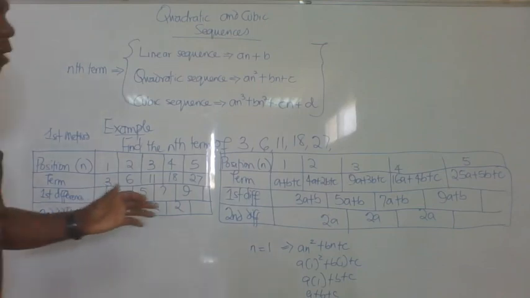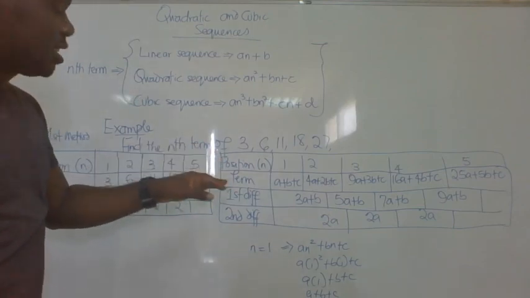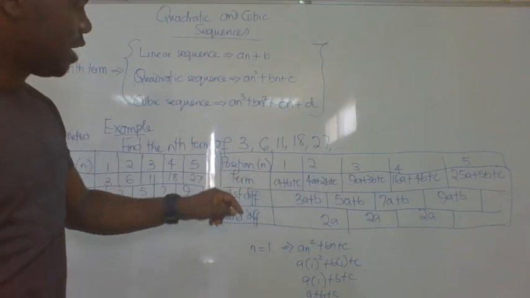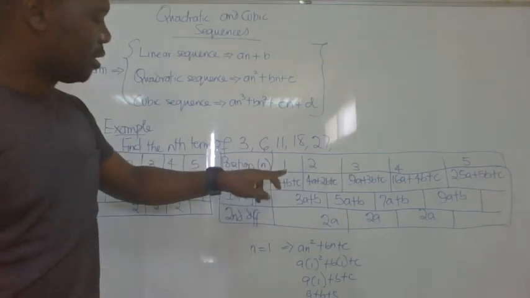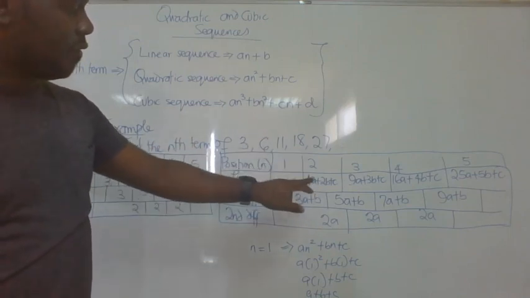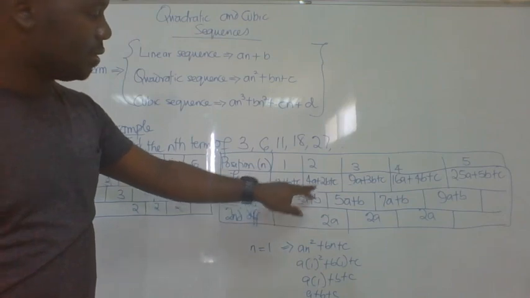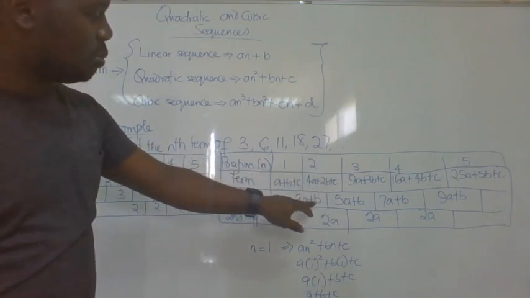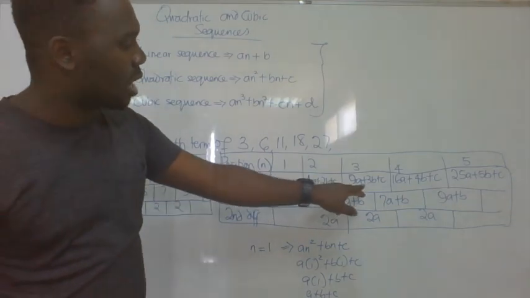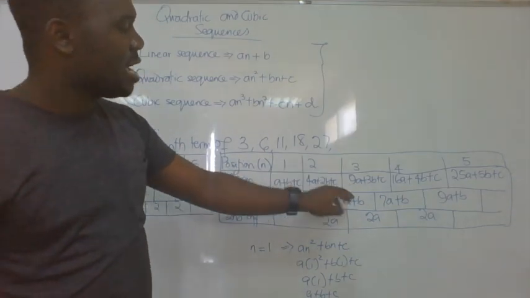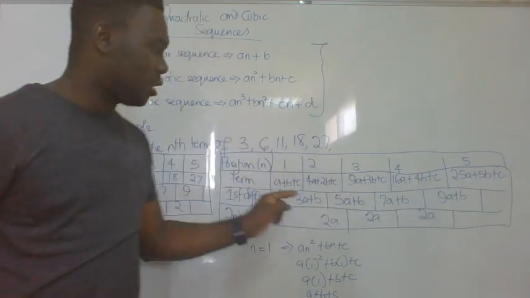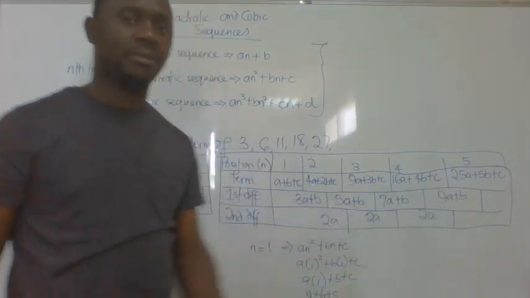Now we'll talk about the first difference. How did we come about the first difference? The first difference is doing this minus this. If you look at it, 4a minus a is 3a, 2b minus b is b, c minus c is nothing. If you continue the progression, 9a minus 4a is 5a, and so on and so forth, you are going to arrive at these values you have here.